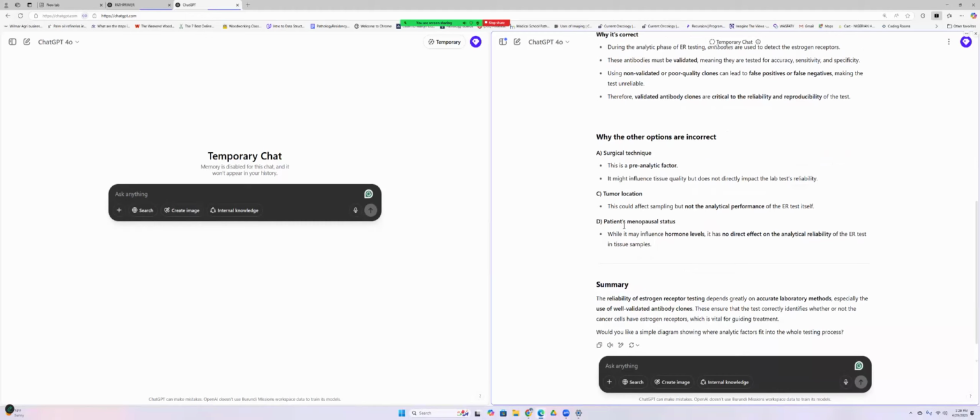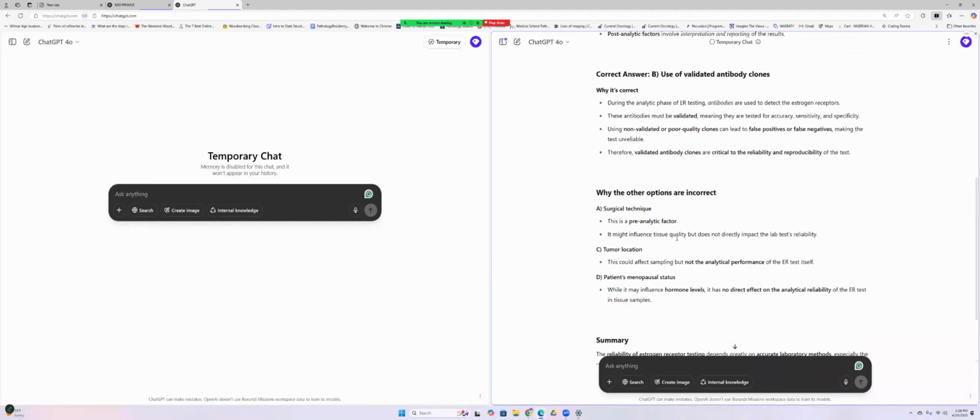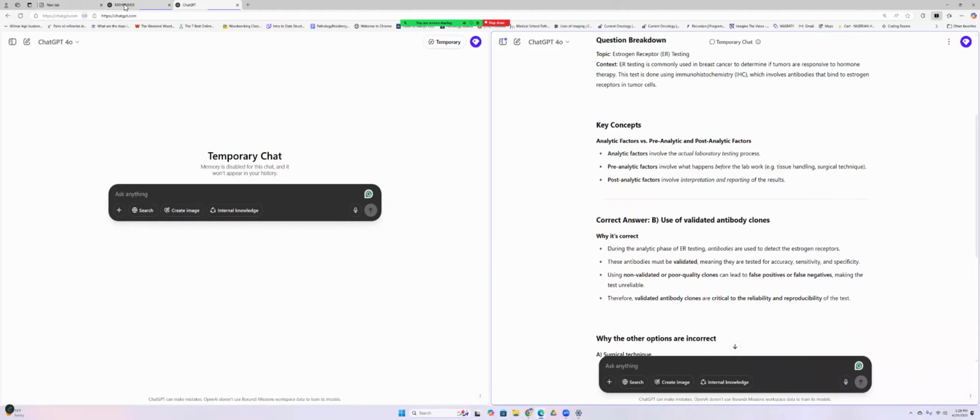Surgical technique is a pre-analytical factor. Tumor location could affect sampling, but not the analytical performance of the ER. It can reflect hormone levels, but it has no effect on the reliability of the test. So they're actually testing our understanding of factors that affect testing.